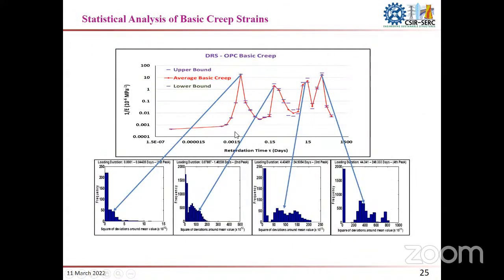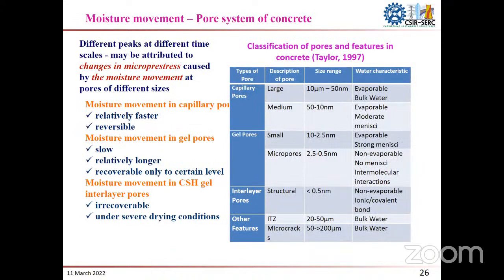Here again we carried out statistical analysis for each peak, valley to valley. The time corresponding to the valleys was taken, and the creep strain deviation was plotted. The histogram for the first peak shows unimodal, then bimodal, then it starts dispersing. This may be due to, as the micro-prestress solidification theory by Bažant says, creep being due to viscous shear slip, caused by changes in micro-prestress across the micropores of the concrete. That change in micro-prestress happens due to moisture movement at different pore sizes. In concrete, there are capillary pores, gel pores, interlayer pores and other features.